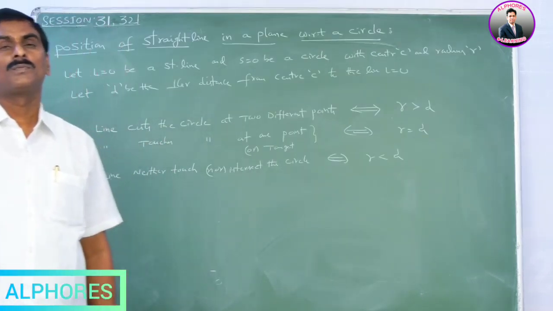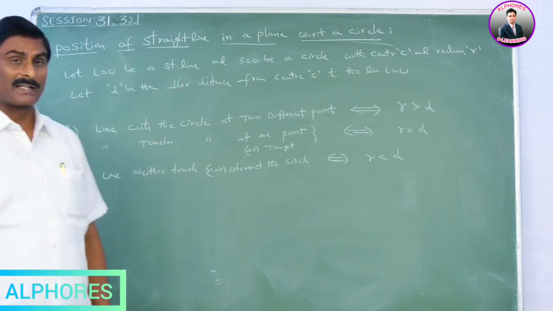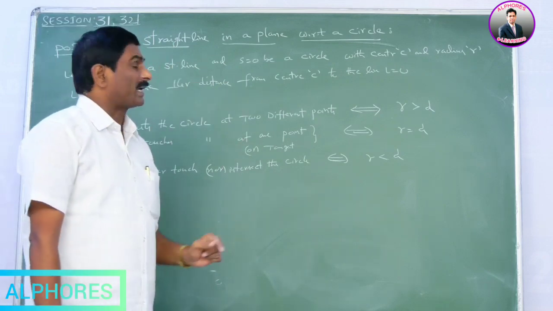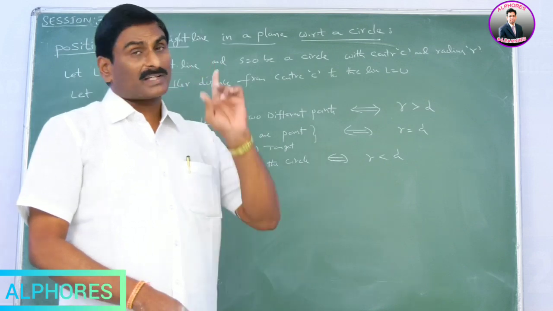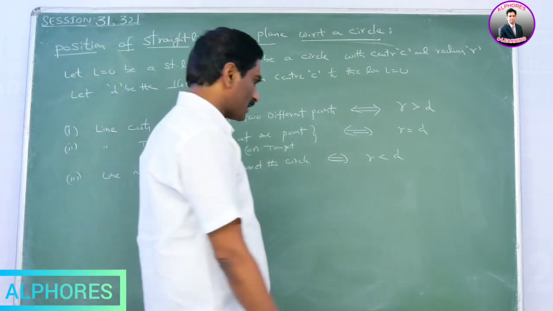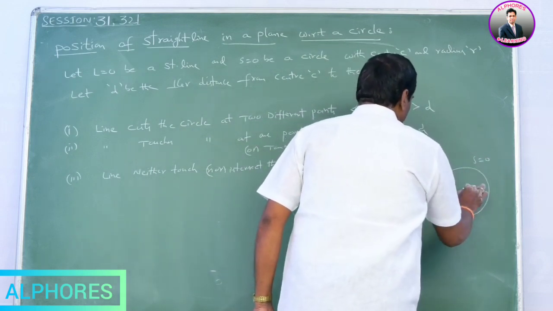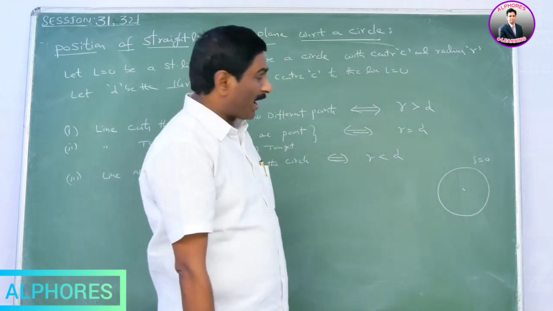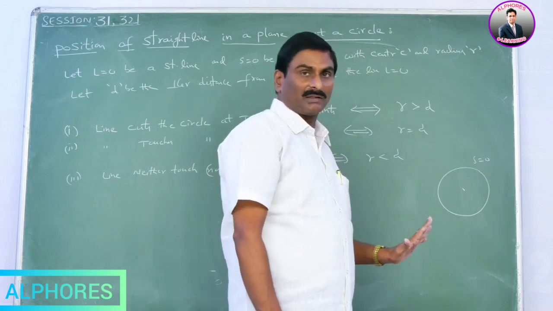Next. Position of a straight line in a plane with respect to a circle. In the previous session we discussed the position of a point with respect to the circle. Suppose S = 0 is one of the circles. Position of the point with respect to the circle means the point lies inside the circle, on the circle, or outside the circle.